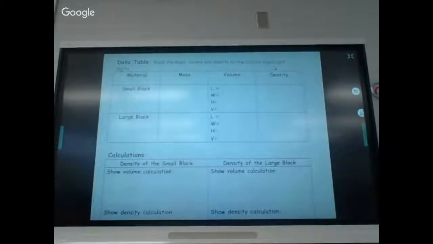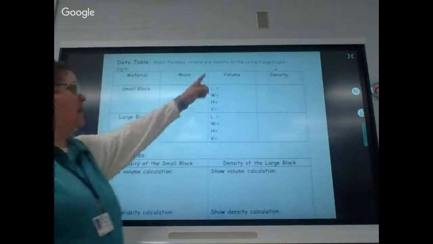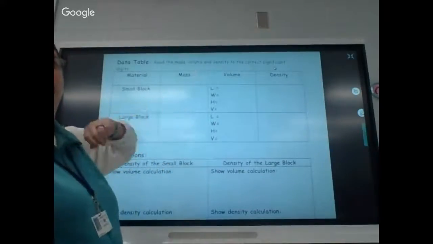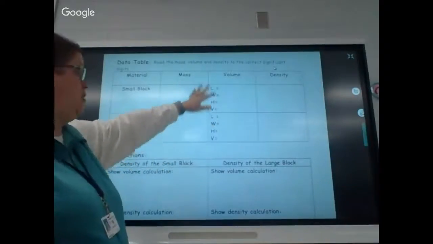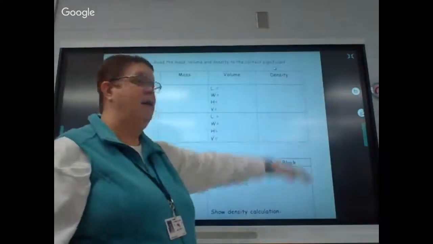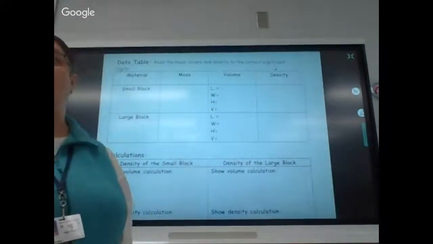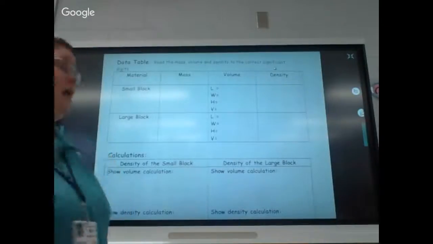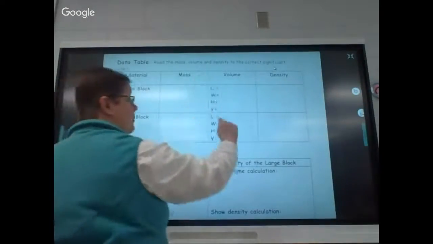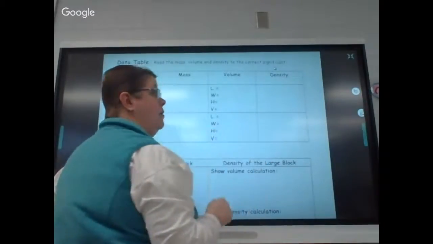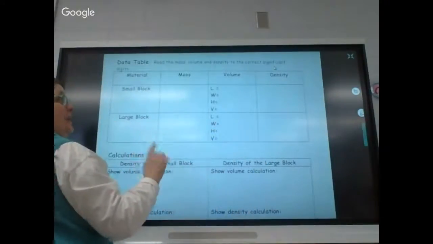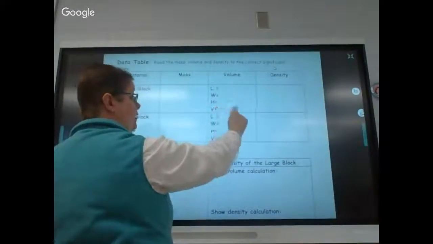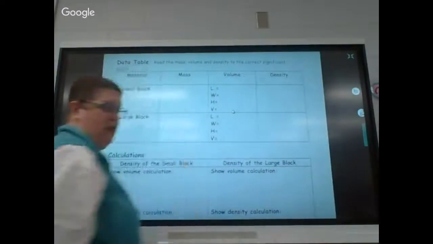Now, you're going to need the mass of each, the length, width, and height, and then the volume. No, and I do mean no, calculations go in this top block. The only thing that should be up there are the measurements with the units, okay? I should not see any multiplying up here, any division up here. I should only see the mass written, the length written, the width, the height, and the volume with a unit on each of those numbers.